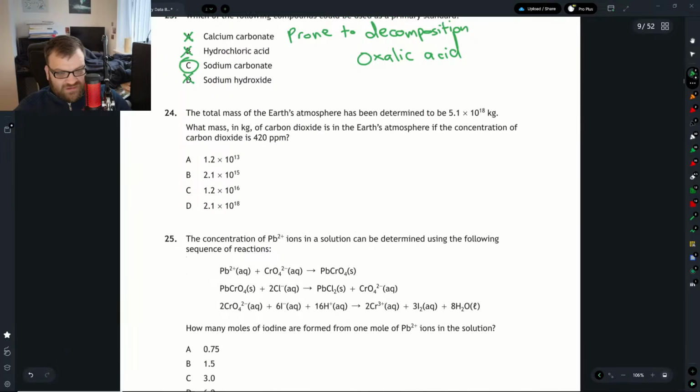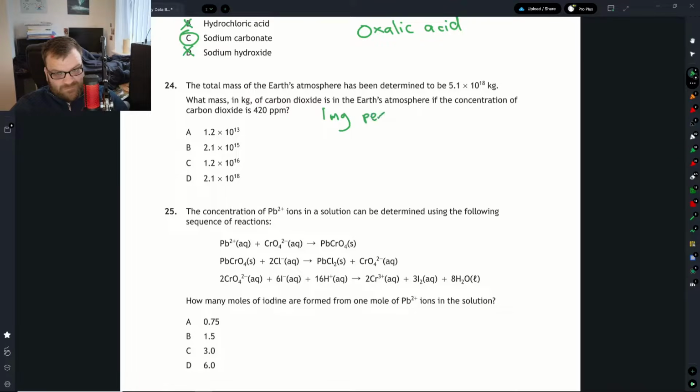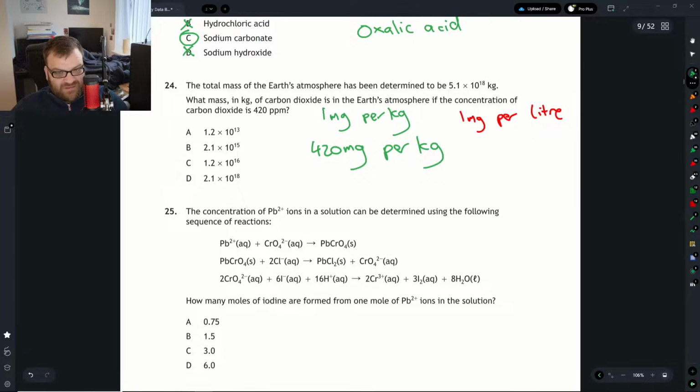Next one, we are dealing with ppm, parts per million. They've got two definitions depending if you're talking about volumes or you're talking about masses. So in this one, it's going to be 1 milligram per kilogram. The other one would be 1 milligram per litre, which we don't need for this question. So they're saying it's 420. That's going to be 420 milligrams per kilogram.